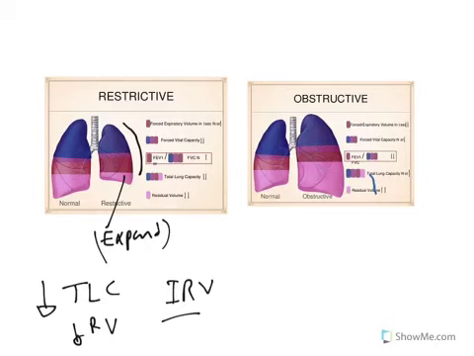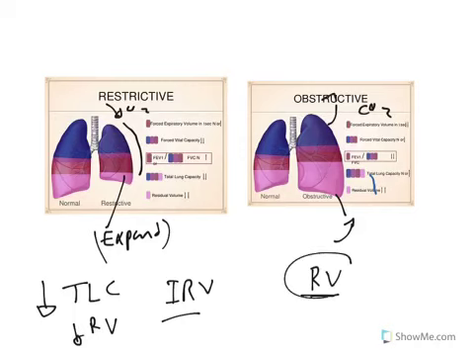In the case of obstructive, the lung will be inflated. The lung will be enlarged because, in those patients, we cannot get oxygen in, and here we cannot get CO2 out. So what happened then? CO2 will be trapped. So RV, residual volume, the amount of air trapped, will be high.